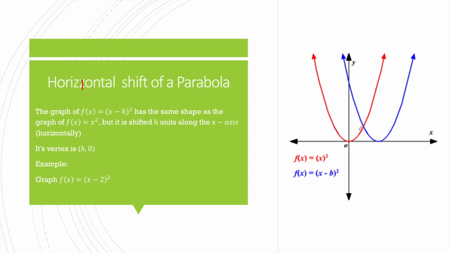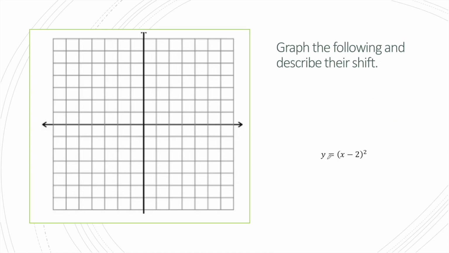So let's go ahead and graph f of x equals (x minus 2) squared. Let's go ahead and pick out some x values. Let's pick out the values we used last time. So when x is negative 2, 0, sorry, negative 1, 0, 1, and 2. Let's try those values to start.